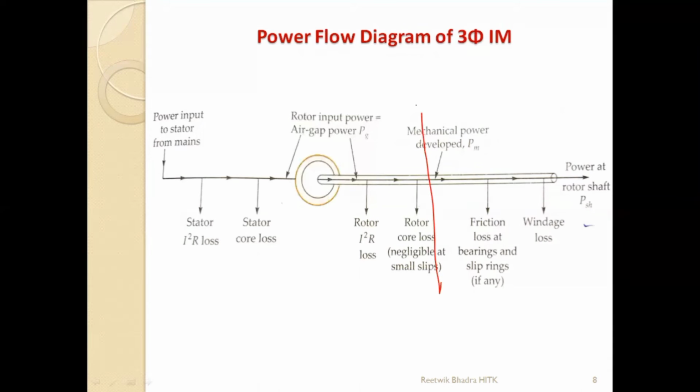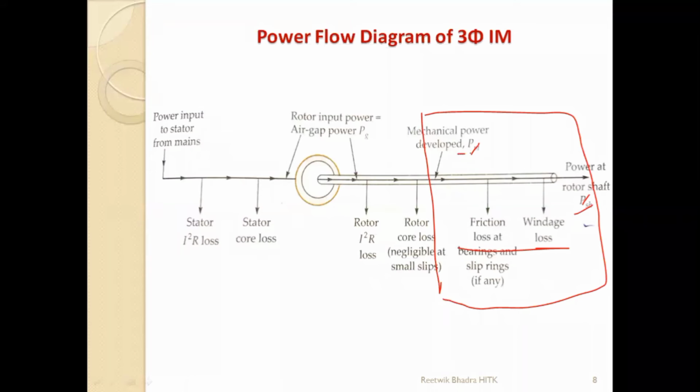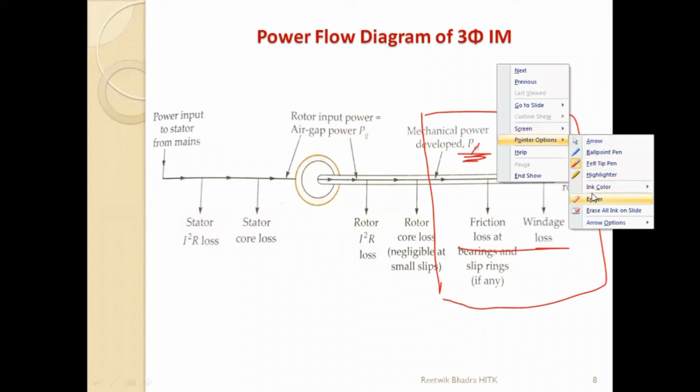only up to this, from PM to PSH, which is my output and which is my input? Anyone tell? PM is input, PSH is output. So PSH plus friction and windage will give you PM. Okay, that is how those equations are written.